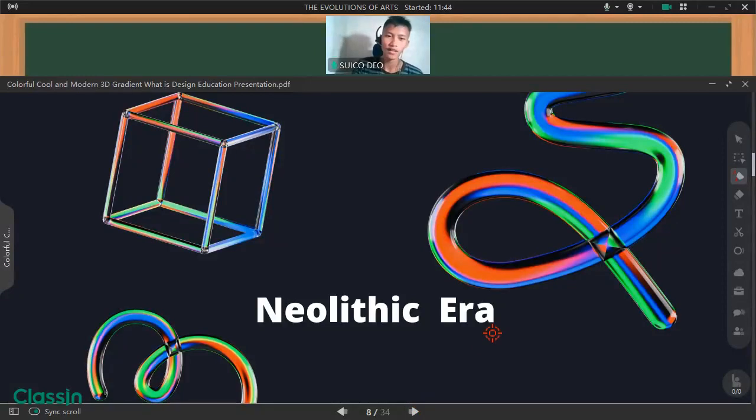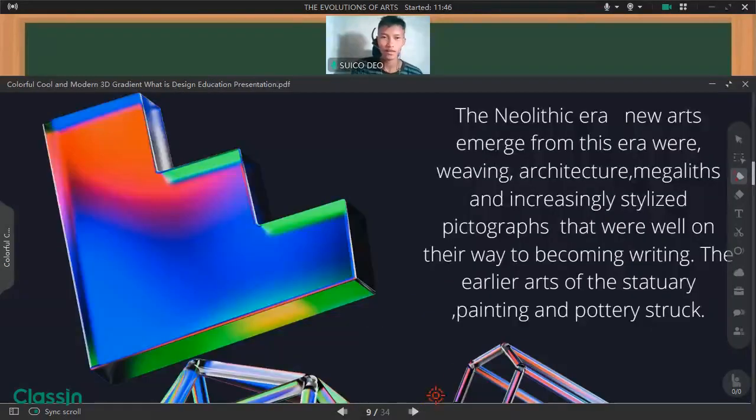The next one is the Neolithic era. The new arts that emerged from this era were weaving, architecture, megaliths, and increasingly stylized pictographs that were well on their way to becoming writing. The earlier arts of statuary, painting, and pottery continued.